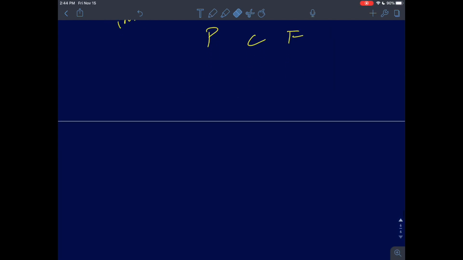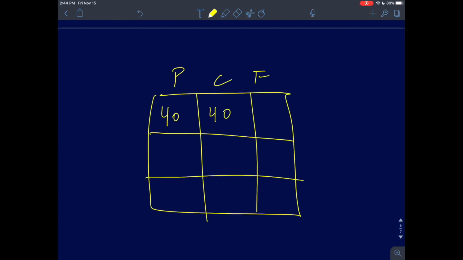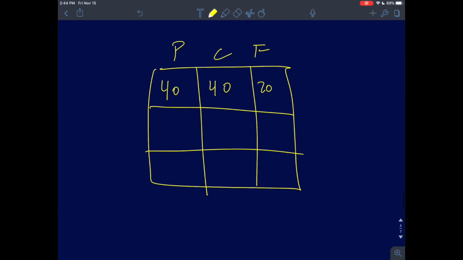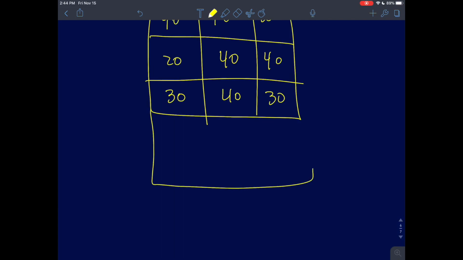So instead of doing something like 40-40-20, I'm going to draw this here really quick. Instead of doing 40% protein, 40% carbs, and 20% fat, we could do something like 20% protein, 40% carbs, and 40% fat. Now that's a lot of fat. I wouldn't really recommend that. You could do something like 30, 40, 30. I'm going to make some more rows here.